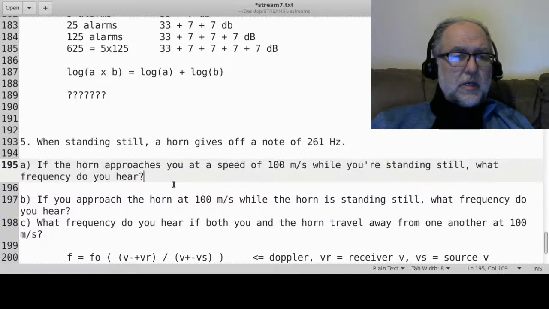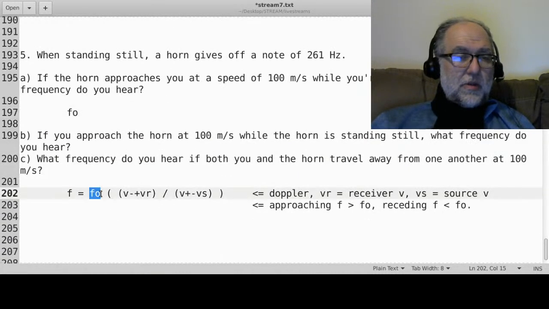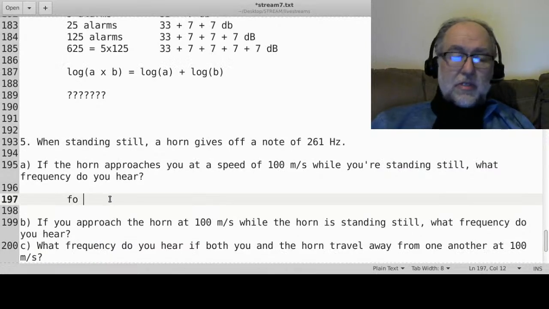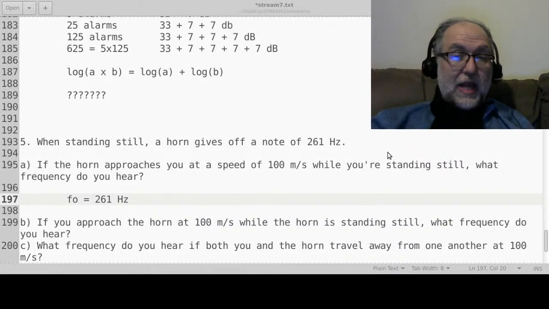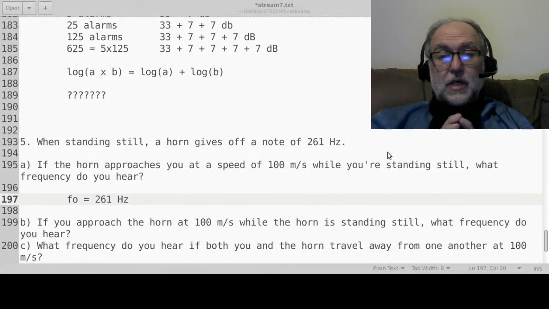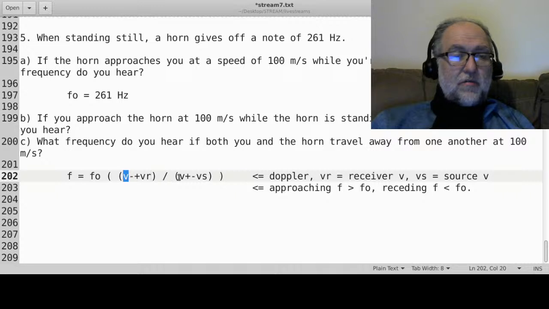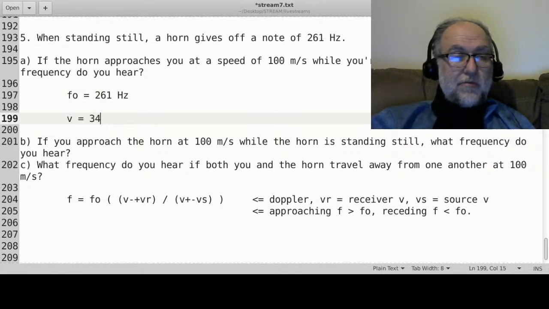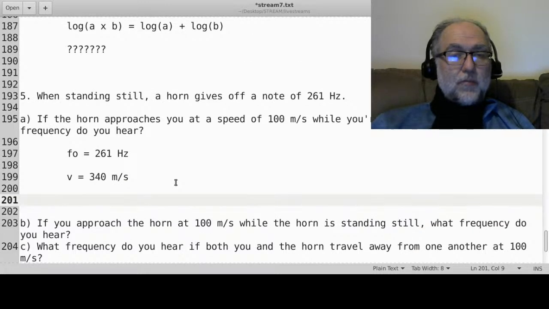The first one is the fundamental frequency, f naught. In this formula, f naught is the frequency that you would hear if nothing's moving. That's the 261 hertz. So if the receiver and the source are standing still, you would detect 261 hertz. The v in this formula, there's the v there and the v there, is the velocity of the wave, and in our case, it's sound, 340 meters per second. All right. Now what?